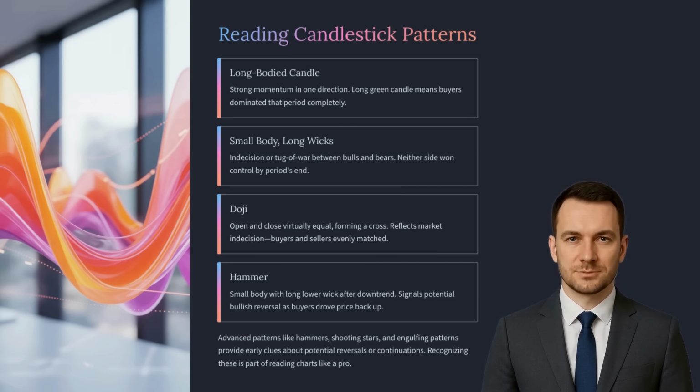A doji is a special candlestick where the open and close prices are virtually equal, forming a cross or plus sign with a very tiny body. A doji reflects market indecision. Buyers and sellers were evenly matched. By itself, a doji is neutral, but if one appears after a strong uptrend or downtrend, it can hint that the trend is losing momentum and a reversal might occur. Pros will look for confirmation on subsequent candles, however, before acting on a doji signal.